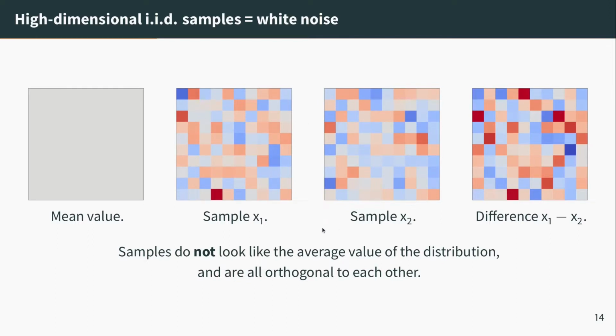So that's the first thing. The second thing is that if you take the difference between two samples, x1 minus x2, basically you recover something that looks like a white noise, but just with a bit more variance. And that's because when I computed the subtraction, x1 minus x2, what I really did was to compute at every pixel value the difference between a normal distribution of variance 1 and a normal distribution of variance 1.